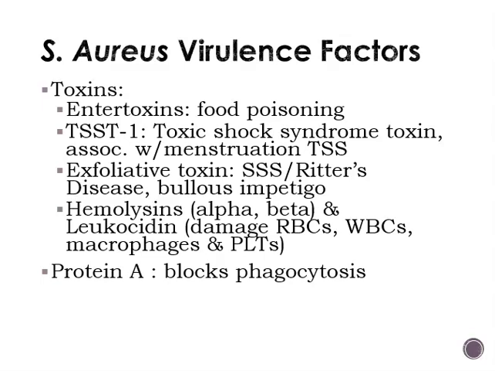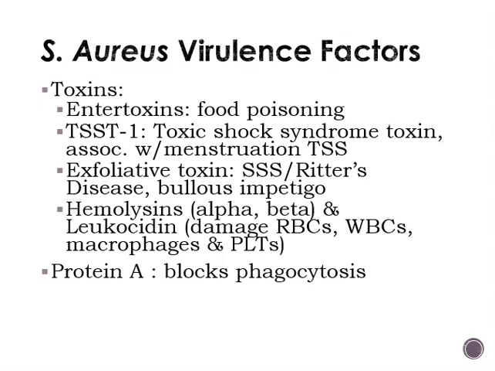Exfoliative toxin, this is also known as epidermolytic toxin, implicated in scalded skin syndrome or Ritter's disease, which would be seen in infants, where the epidermal layer of the skin sloughs off. Bullous impetigo, which means that blisters form. You've got these fluid-filled blisters that can occur in children under 2 years of age.